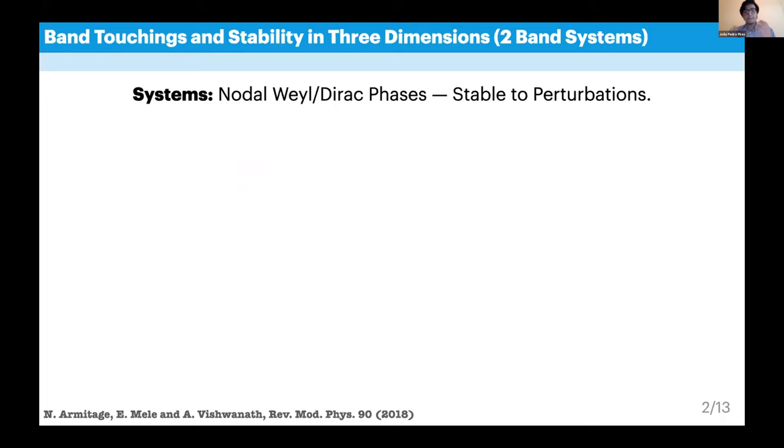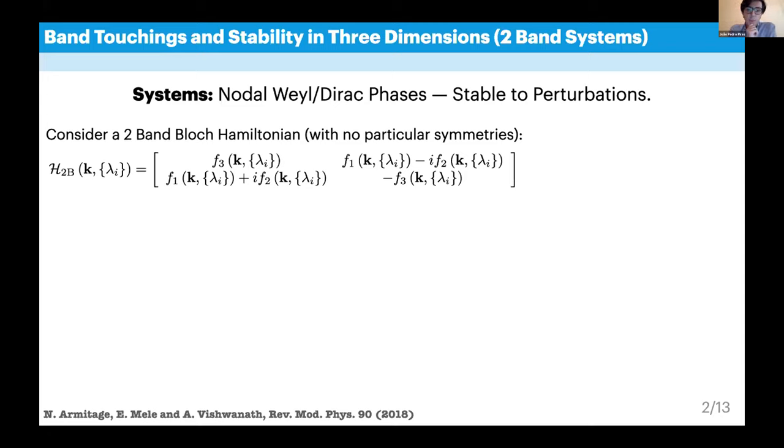But when we go from 2D to 3D, there are things that change. So it's not exactly analogous to graphene. In particular, we need to study how stable this is to perturbations. What I mean by perturbations is adding fields or adding parameters to my Hamiltonian. So we can start by analyzing a two-band Hamiltonian, which can be generally described by this block Hamiltonian. This is the most general that you can have. You have no special symmetries here, it depends on three components of the k vector, and then you have as many parameters as you want, these lambdas.